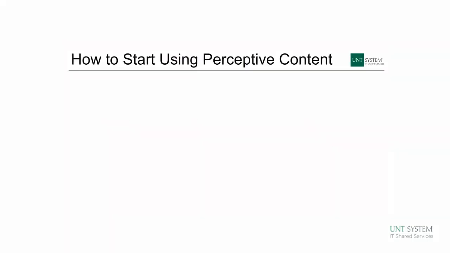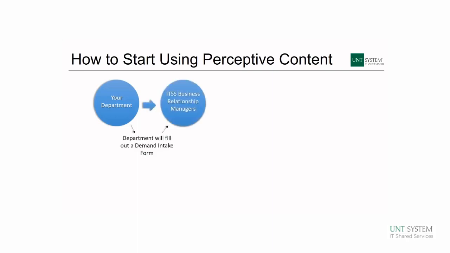How to start using Perceptive Content. Your department will contact the ITSS Business Relationship Managers, or BRMs, and they will have you fill out a demand intake form. Once your demand intake form is complete, the BRMs will send it forward to be reviewed by the ITPP Governance Committee.